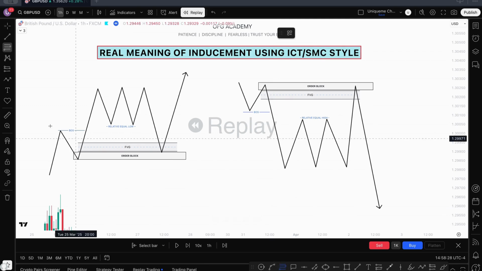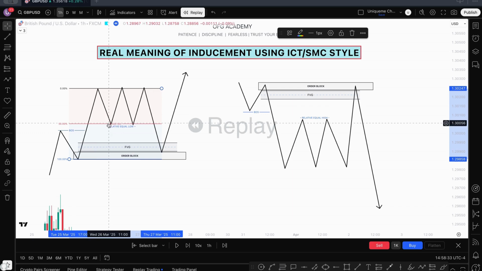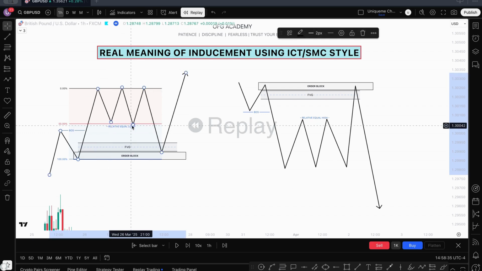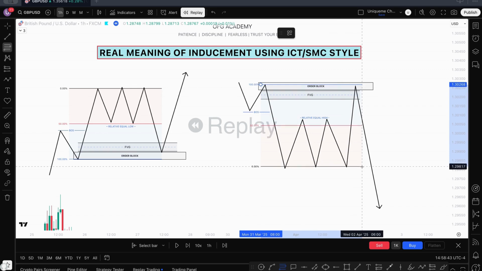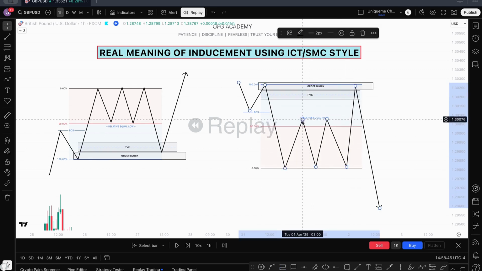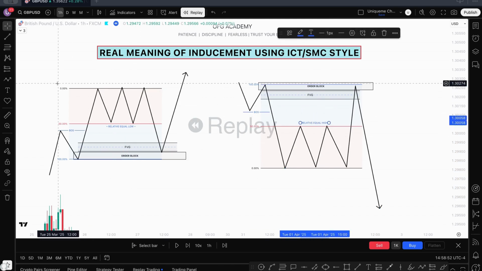Now, if I use my Fibonacci from the low to the high, an inducement always happens in scenarios like this, whereby a candlestick will come closer, but it won't get close to 50%. Normally, what are we told? We are told that above 50% for a sell momentum is our premium, and below 50% for our buy momentum is our discount for a buy.